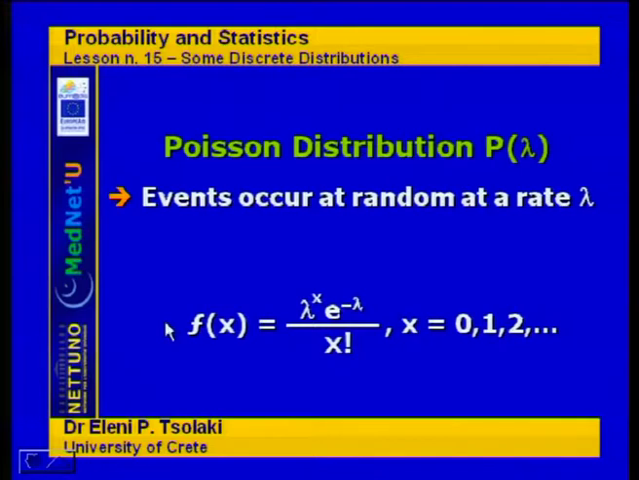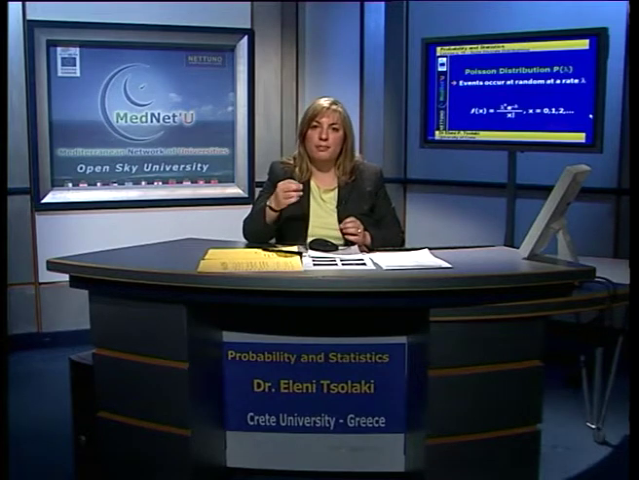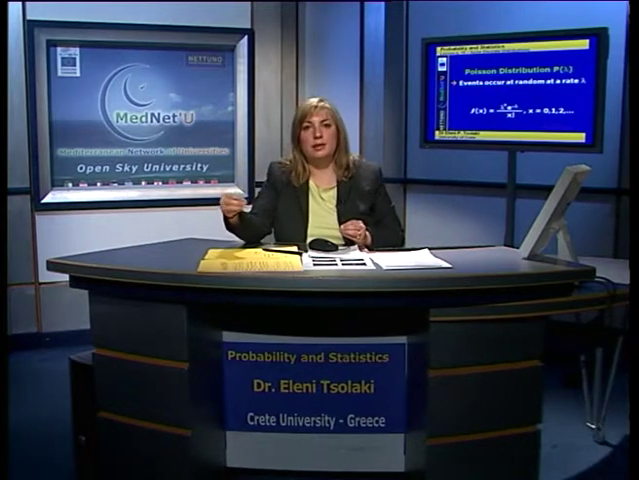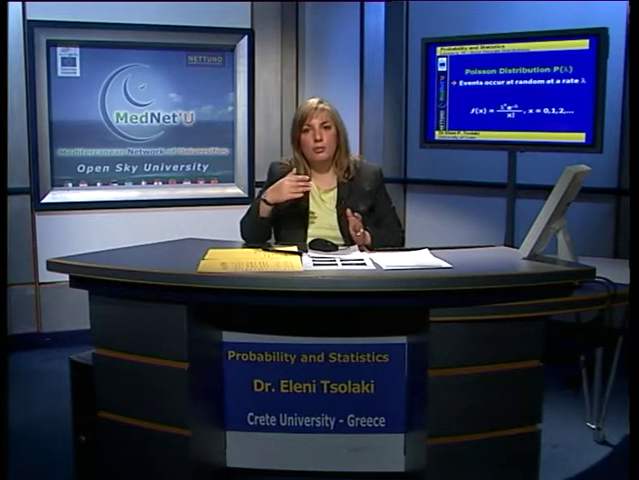Now the formula for the Poisson distribution is given here. f of x will be equal to lambda to the power of x, e to the minus lambda, over x factorial, for x from 0 up to infinity. Now, we see a difference here from the binomial distribution. The binomial distribution was from 0 up to some specific number n, but for the Poisson distribution, we can go from 0 up to infinity.